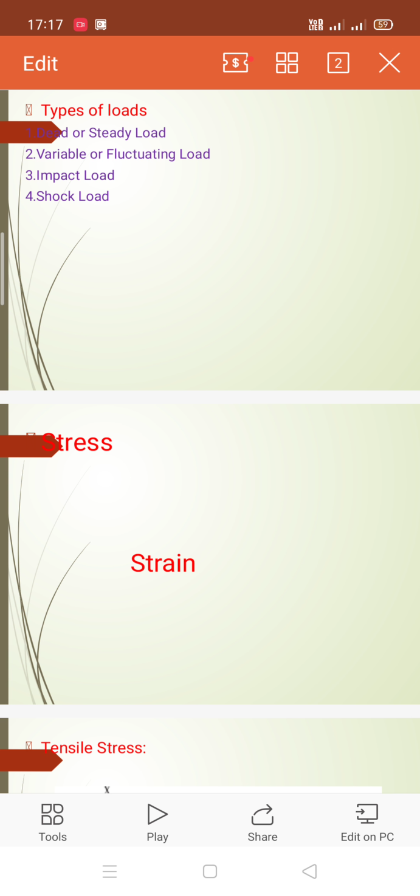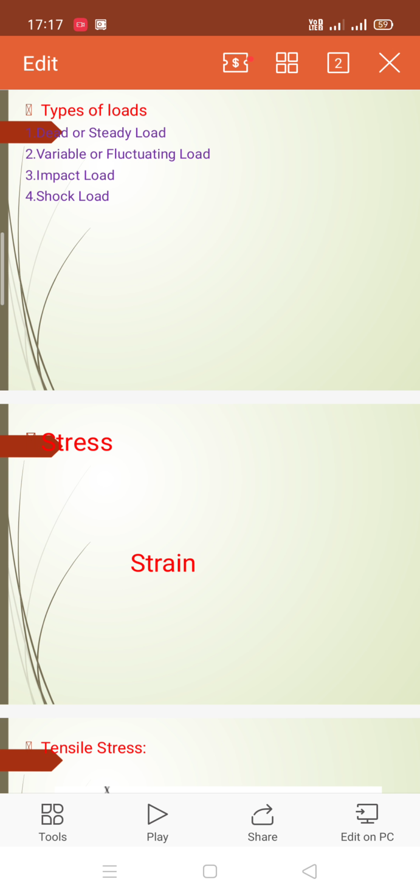Okay, and fourth is shock load. Shock load is suddenly applied or suddenly removed. Means while driving an automobile, you can see it in the leaf spring. So the leaf spring of an automobile performs the function of shock load.